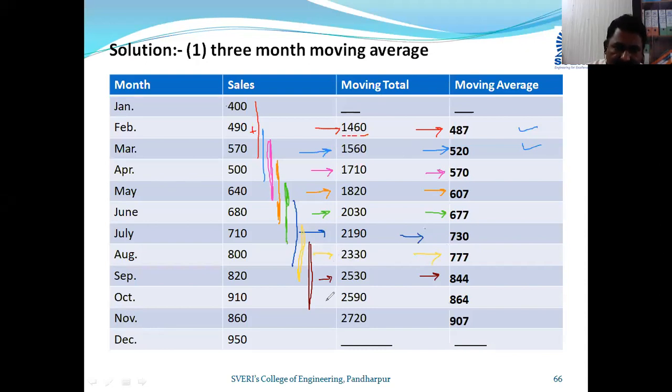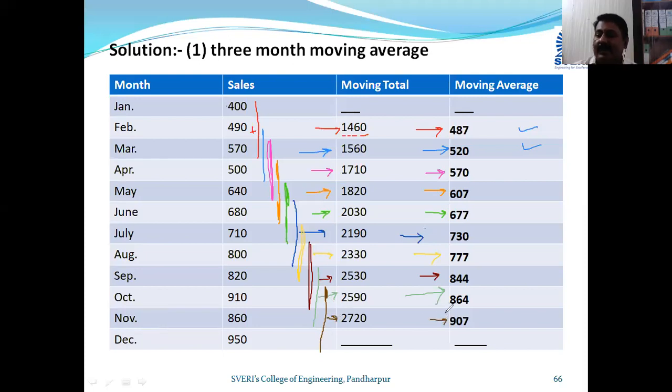Then September, October, November, addition and average. And at last you can say, nothing but October, November, December. This is your average and this is your sum.